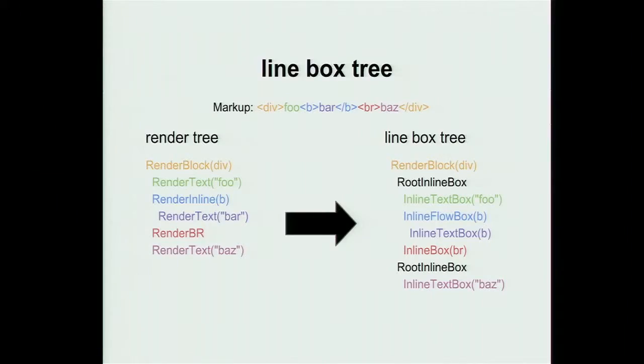So here's an example. The markup's at the top, and you can see an example render tree on the left, and a line box tree on the right. The render block isn't in the line box tree, it's just there as an example. Because there's a BR in there, we have two root inline boxes, one for each line. You get an inline text box for your text nodes, an inline flow box for things like a B tag or a span, and then a generic inline box for a BR, which you need so that when running through the render block line layout code you know to break there.